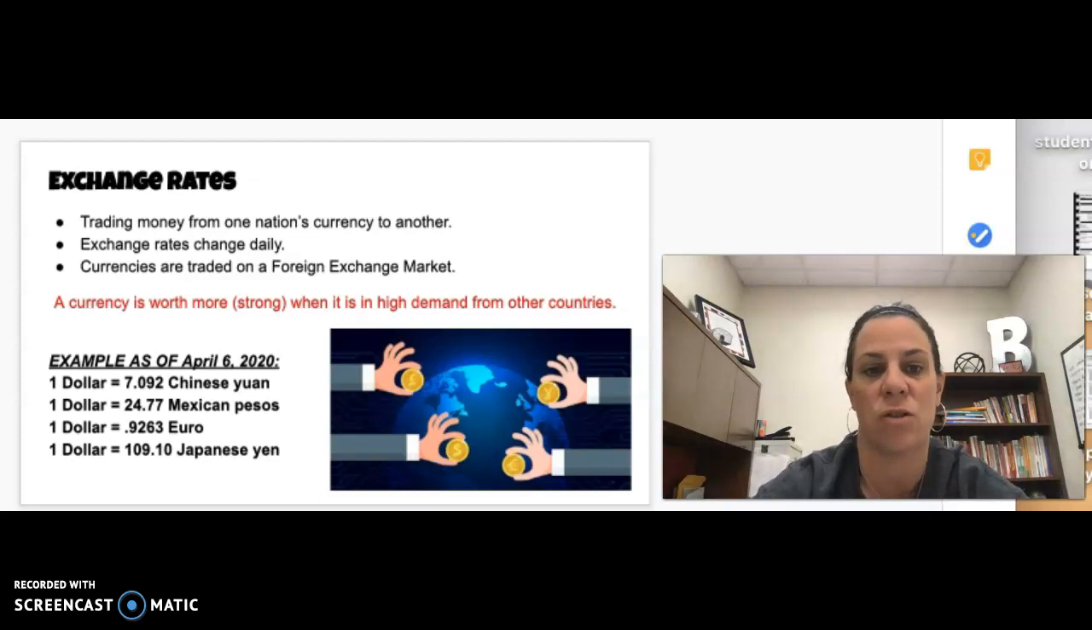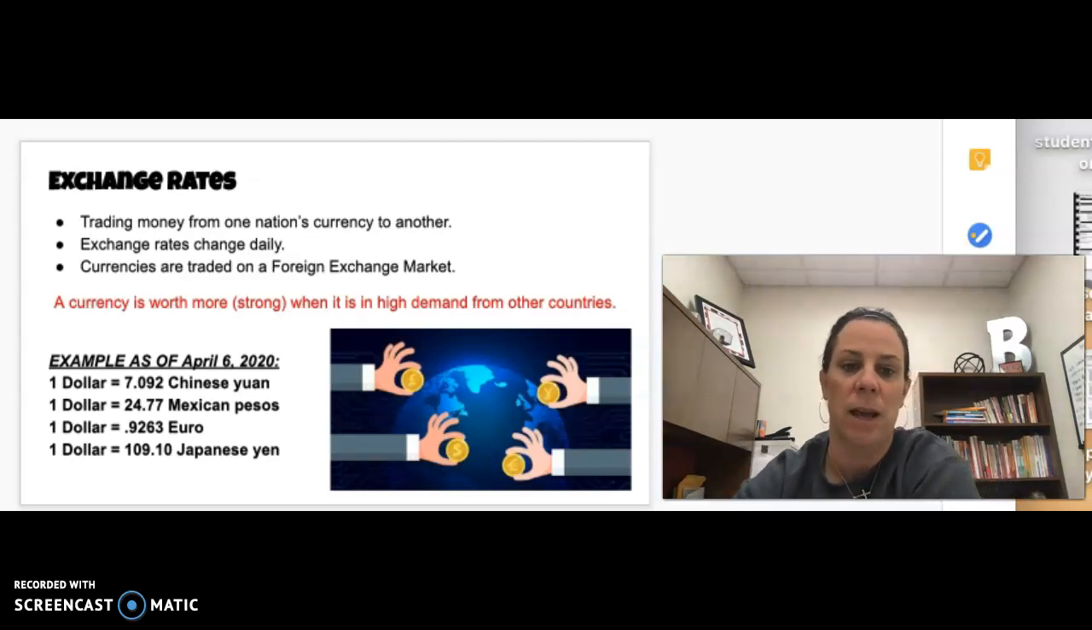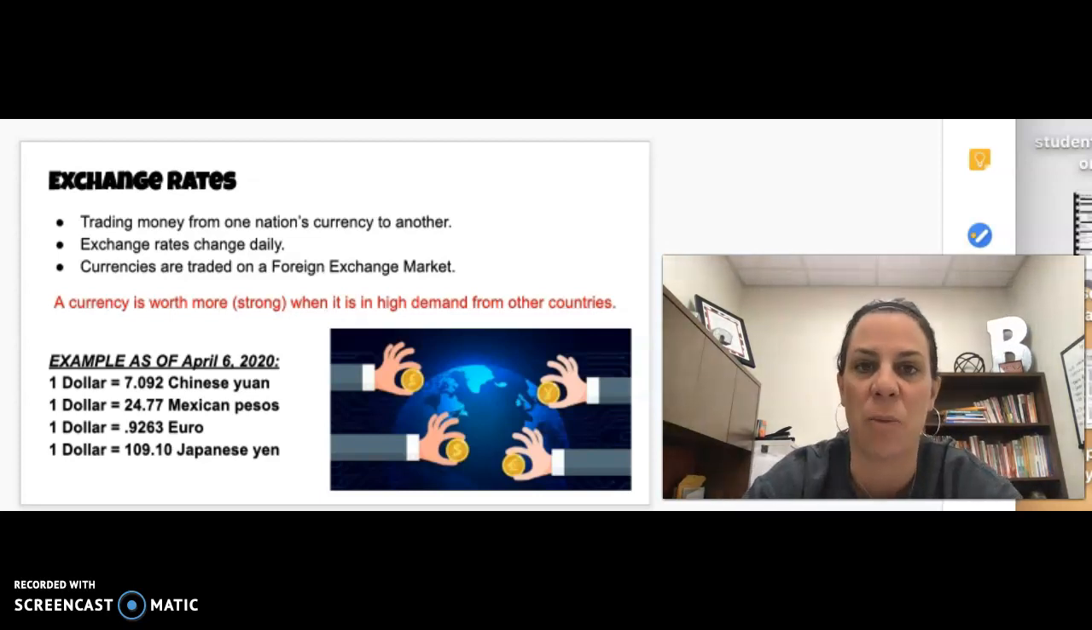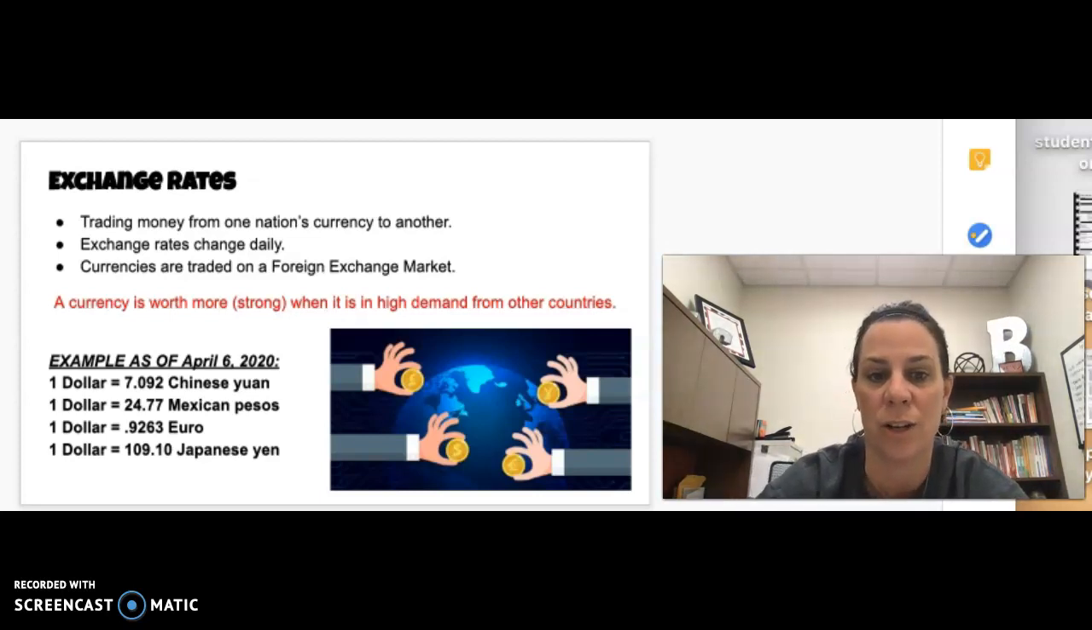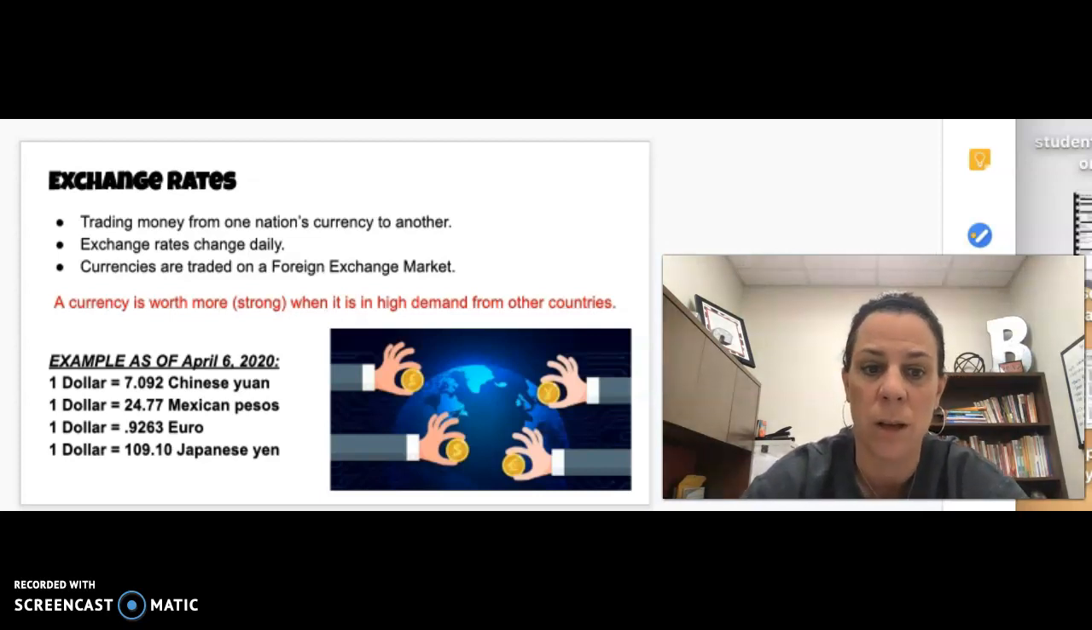So exchange rates are trading from one nation's currency to another. These rates change daily, and they're traded on the foreign exchange market. When a currency is worth more, we call that strong, like we might have a strong dollar. It's worth more when it's in high demand from other countries. I just gave you a few examples of what our dollar was worth in other currencies on April 6th. On April 6th, $1 was worth approximately 7 yuan, 24 Mexican pesos, less than 1 euro at 0.92, and 109 Japanese yen.